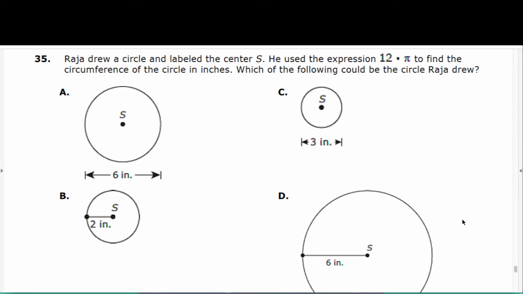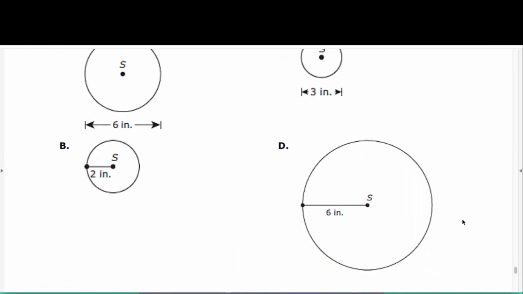Question 35. Raja drew a circle and labeled the center S. He used the expression 12 times pi to find the circumference of the circle in inches. Which of the following could be the circle Raja drew? A, B, C, or D?